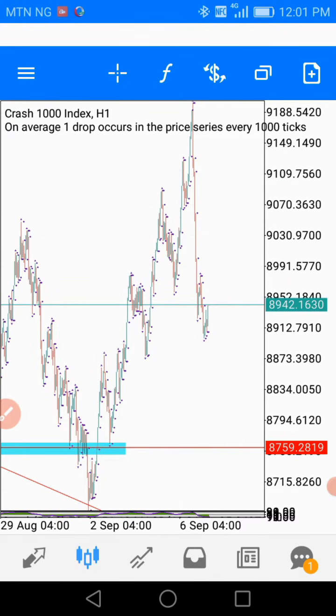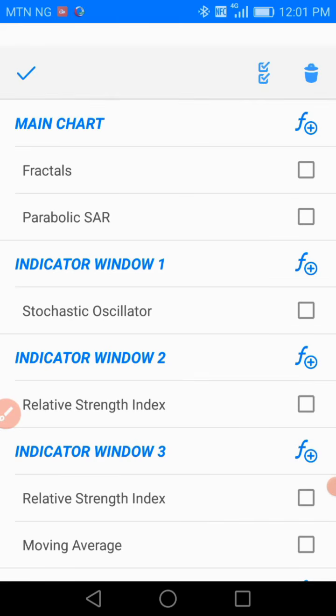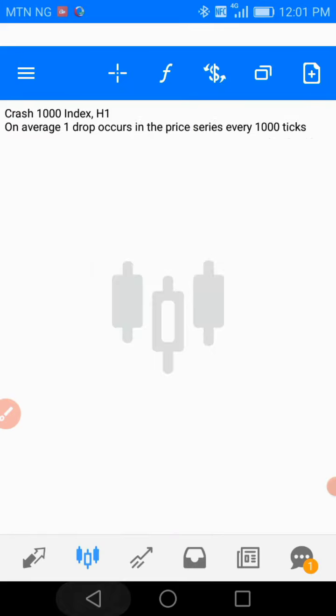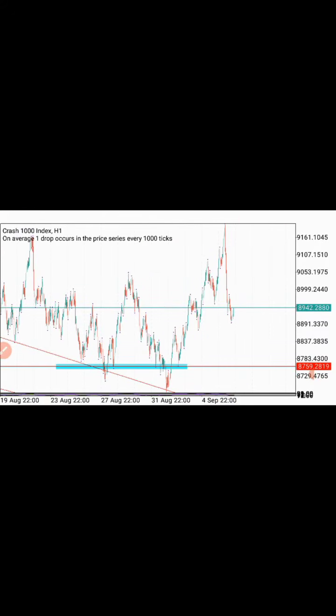Let me quickly delete this. It's not needed for now. I'm going to go this way so that you'll be able to see a bigger picture of the market. This is Crash 1000 on the 1 hour time frame.